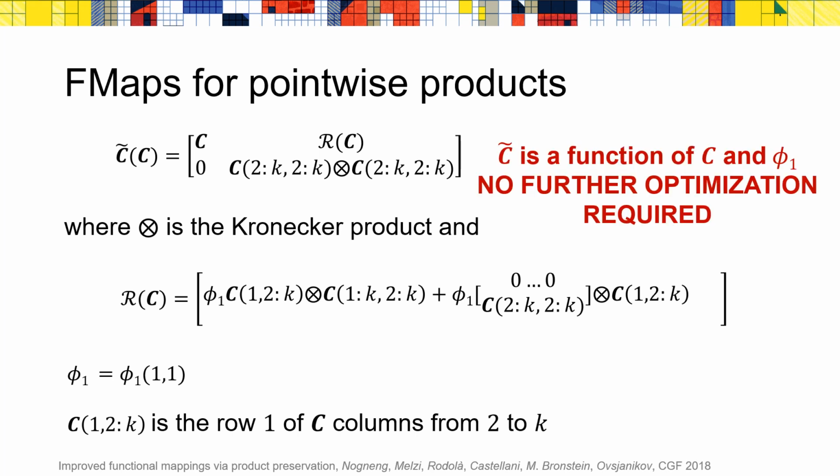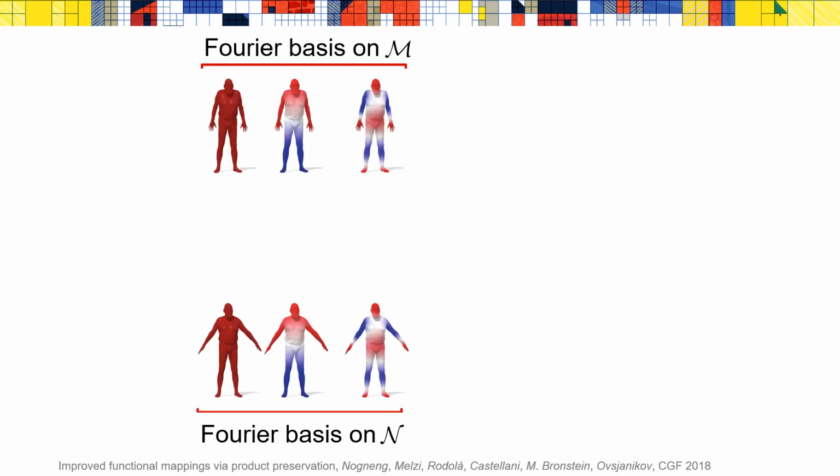So C tilde is a function of only C and phi1, so no further optimization is required to extend the functional map to a functional map that is able to transfer also the pointwise product of the Fourier basis functions. To visualize this idea, we can consider two shapes, M and N, and their Fourier basis. Then we can consider a functional map between these two shapes.